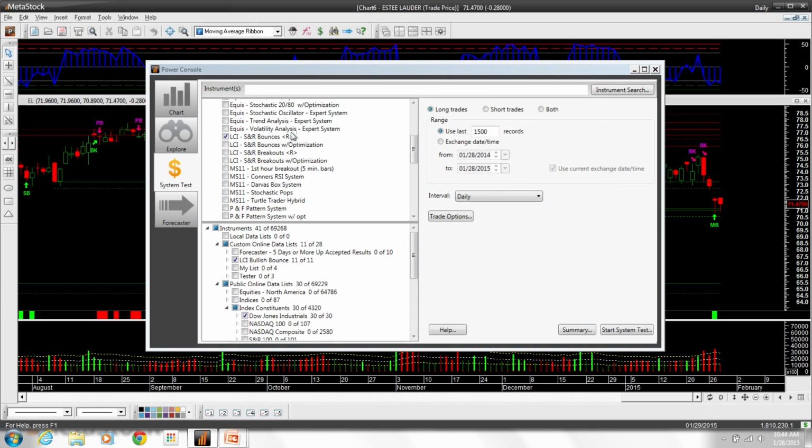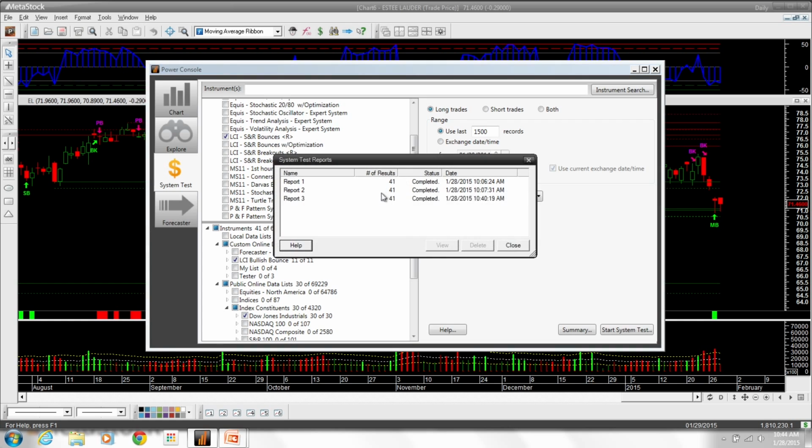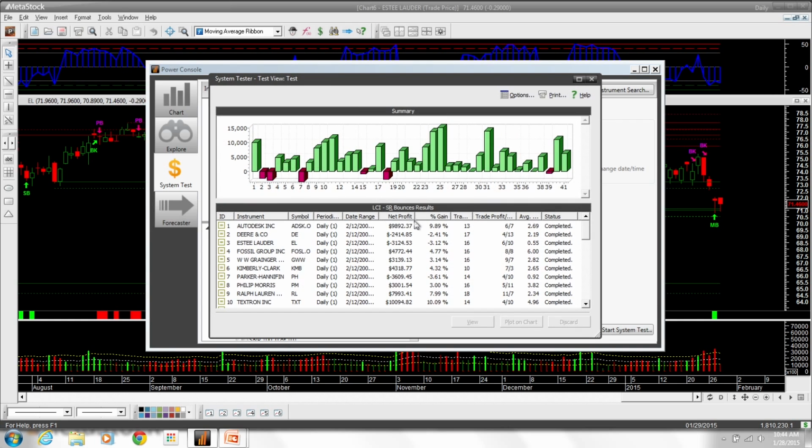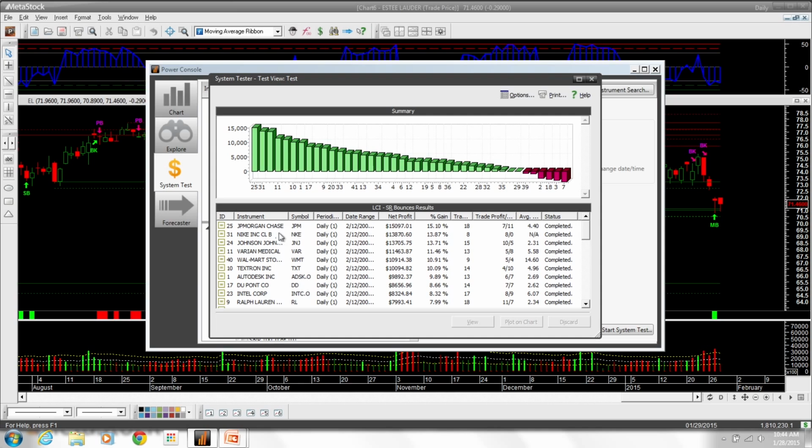Let's look at another report of an instrument. I'll go to our report again, and then let's look at an instrument that has some losers in it. So JP Morgan, we noticed, was our most profitable. Notice it had 7 to 11. So I had 7 winning trades and 11 losing trades. So we had more losers than we did winners, yet it was our most successful.